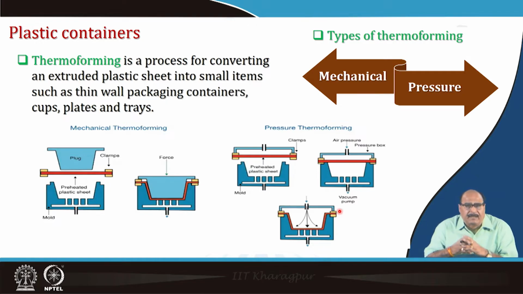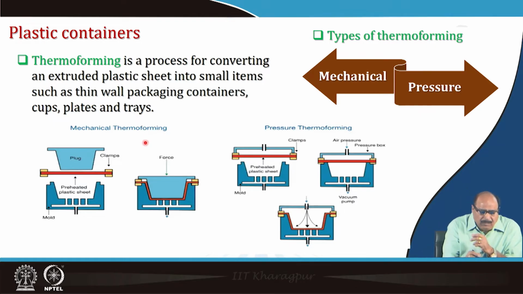Then comes the second category of material which is widely used, plastic containers. The plastic containers are normally formed by different techniques. Thermoforming is a common process for converting an extruded plastic sheet into small items such as thin wall packaging containers, cups, plates and trays. So, thermoforming is the technique used for making various types of plastic containers. There are two types of thermoforming techniques, mechanical thermoforming or pressure thermoforming.